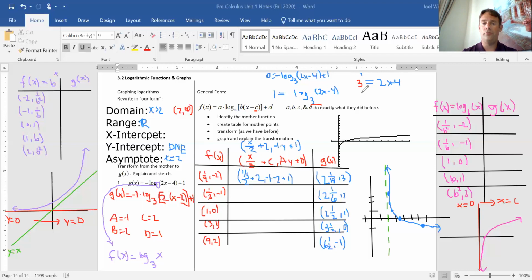So 3 to the first is 3, plus 4 is 7. So my x-intercept should have been 7/2 or 3.5, which we had right here. But if it doesn't show up in the table, that's how we would have found it.